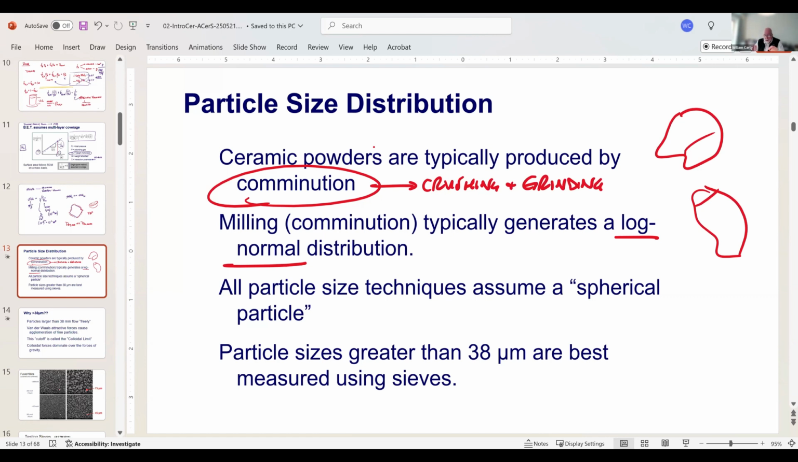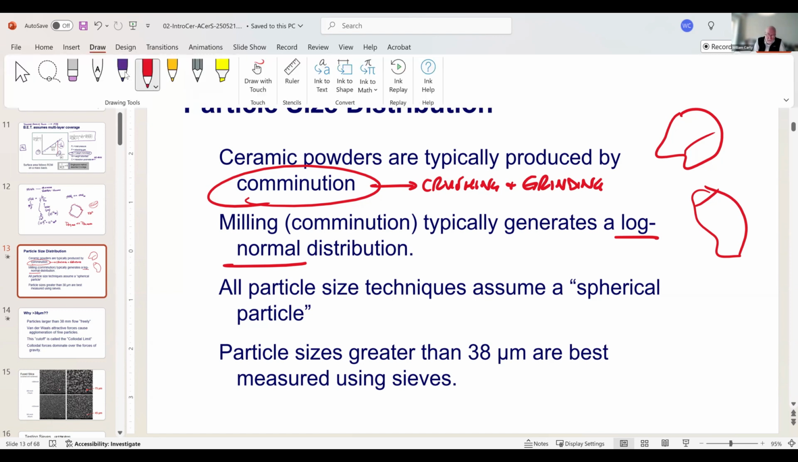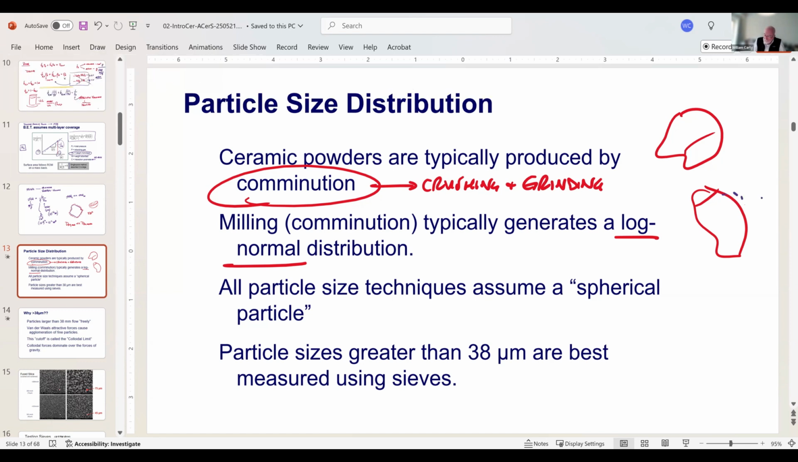Okay. All of my particle size measurement techniques assume a spherical particle. That means if I looked at, let's say I have this particle, then I would come up with a sort of a sphere that represents that particle.